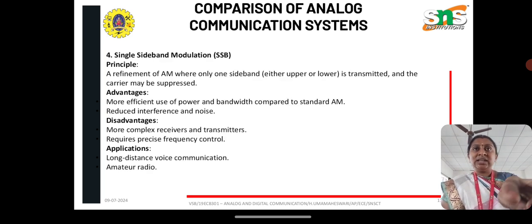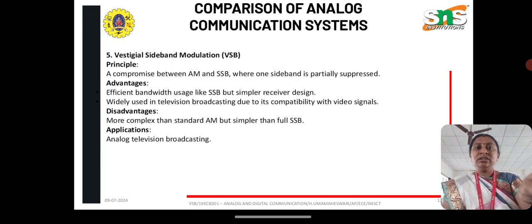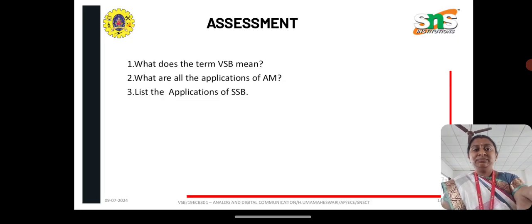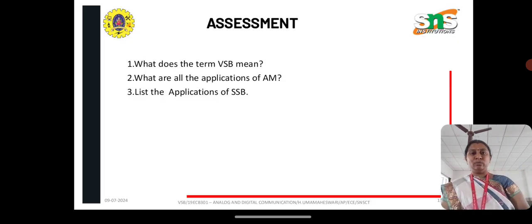Then, as we have seen already, single sideband modulation, vestigial sideband modulation and double sideband modulation. The assessment is: what is meant by the term VSB, as we discussed before, what are all the applications of amplitude modulation, and mention the applications of single sideband.